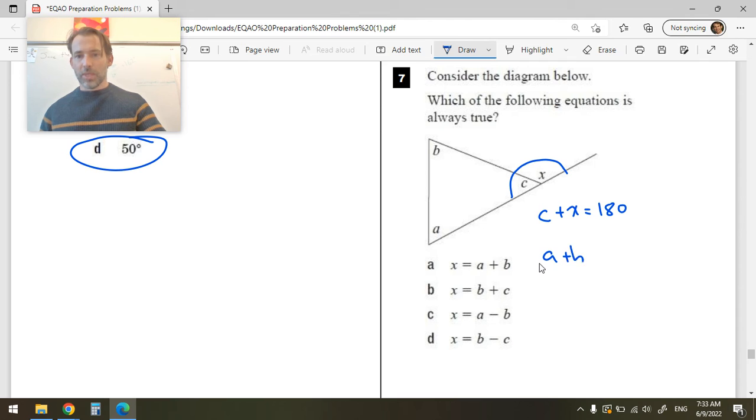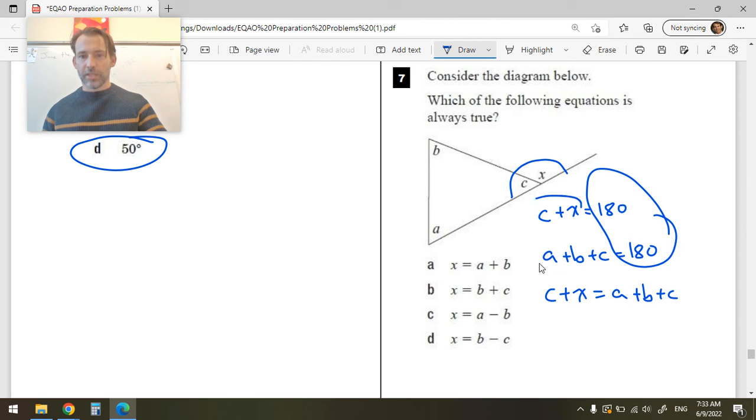A plus B plus C equals 180 because they all occur in a triangle. So C plus X equals A plus B plus C because they both equal 180. So this side must equal this as well. And now I can subtract C from both sides to get X is equal to A plus B.